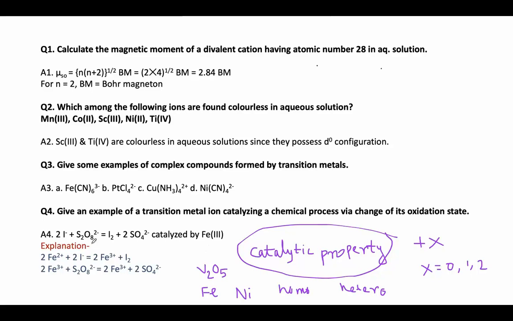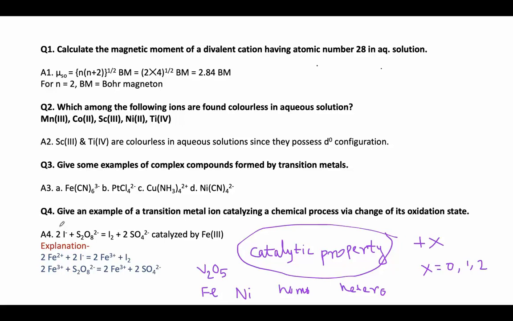2 moles of iodide are reacting with S2O8 2-, the peroxydisulfate anion, and the products are iodine, that is I2, and 2 moles of sulfate. So what is happening here? This is a redox reaction which is catalyzed by iron 3.